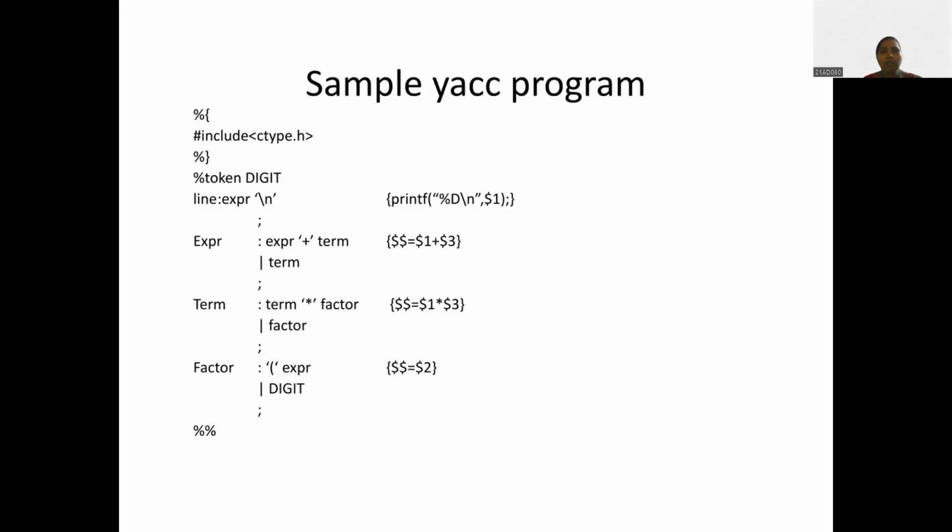So this is your context-free grammar. You all remember that a context-free grammar is V, T, P, S, where it has a set of non-terminals, terminals, productions, and the starting symbol. The productions, as you all know, are E goes to E plus T, or T; T goes to T star F, or F; and F goes to expression or digit. Now here, expr plus term: you are adding $1 plus $3. Next, term: you are multiplying $1 into $3. And the last one, you are just assigning the value.